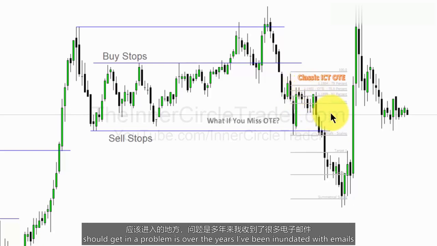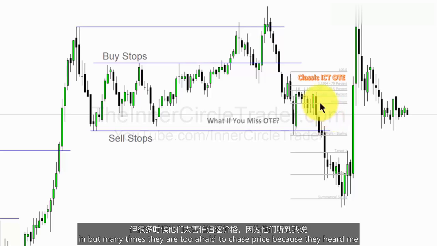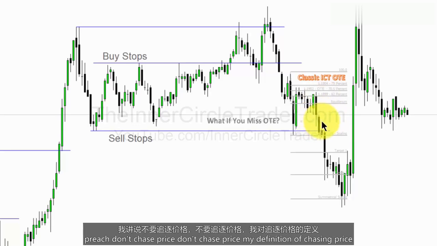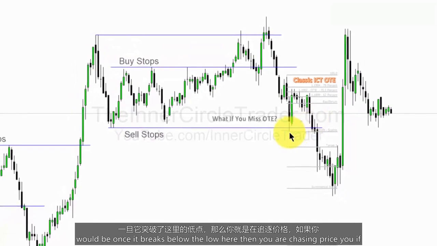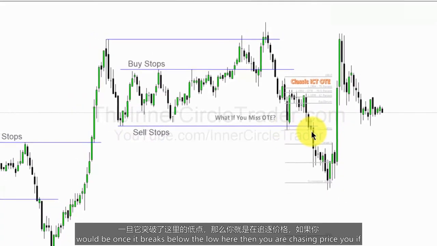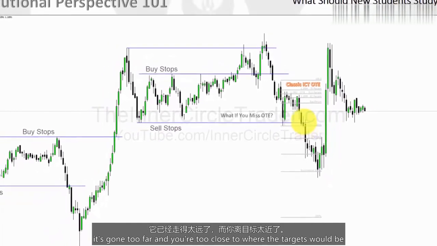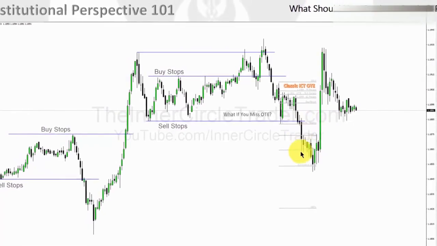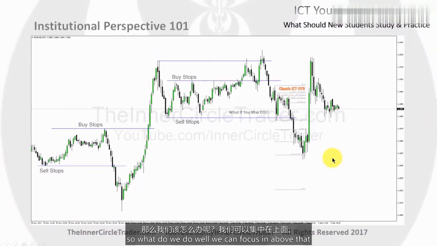The problem is, over the years, I've been inundated with emails stating that folks don't have the courage to get in. They want to get in, but many times they are too afraid to chase price because they heard me preach, don't chase price, don't chase price. My definition of chasing price would be, once it breaks below the low here, then you are chasing price. If it's gone too far and you're too close to where the targets would be to be able to see a profit.